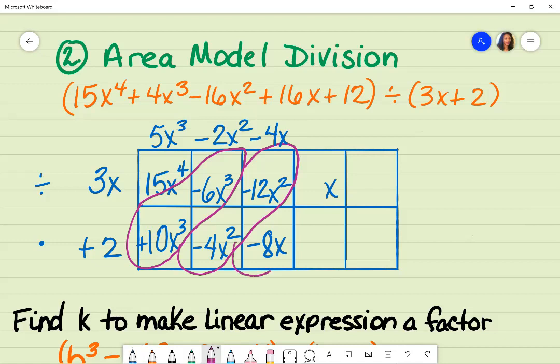I have to try to figure out what will make negative 8 plus what will give me a positive 16. So again, working backwards, you can just say 16 minus negative 8. This is really going to be a plus, so it's going to be 24.